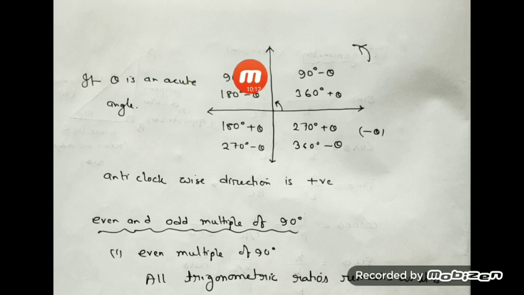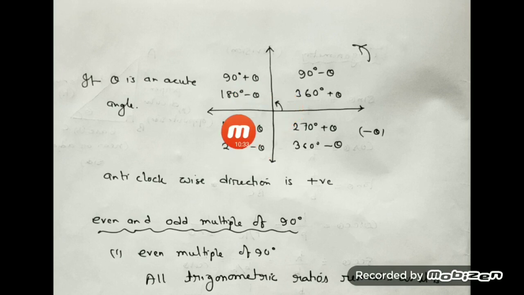So any angle which is in the second quadrant may be represented by 180 degree minus theta. That means the form of an angle in the second quadrant is either 90 degree plus theta or 180 degree minus theta. Remember, this is a very important concept.